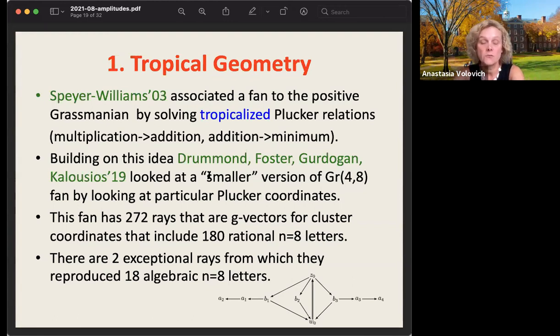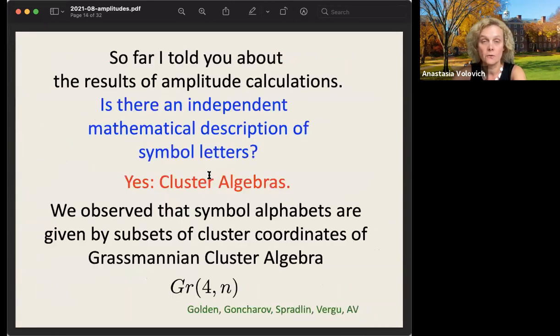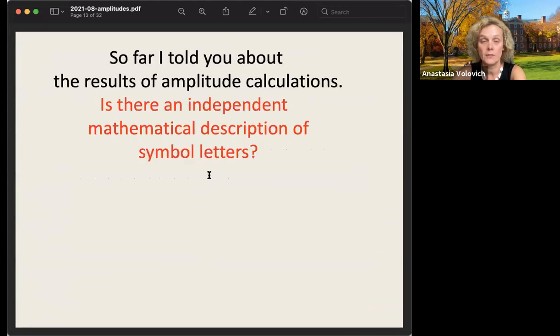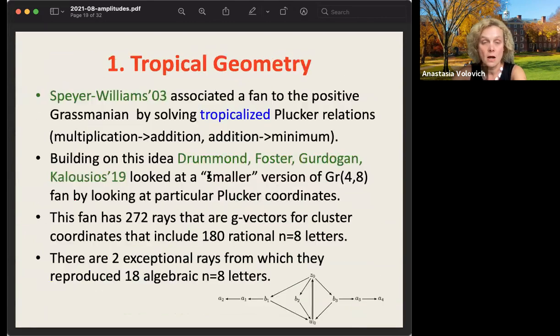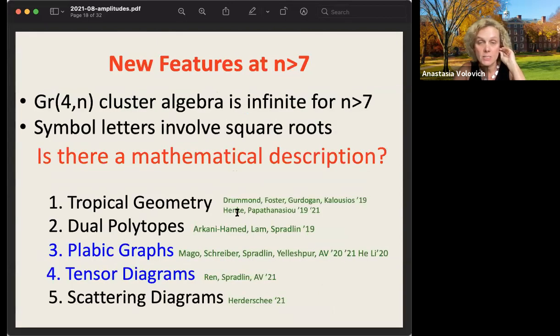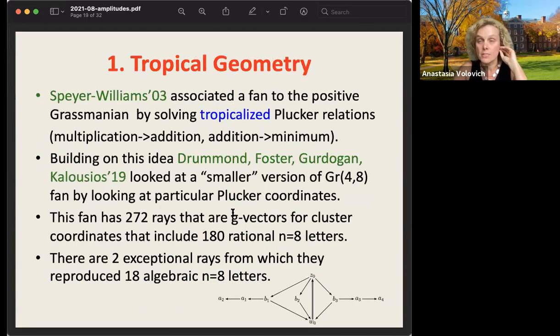Those rays are g-vectors for cluster coordinates, and those are the cluster coordinates that include all these 180 rational letters for n equals 8. So you get all of these. Then there are exceptional rays, from which they were also able to get the square roots. Actually, I should mention this is for n equals 8, and for n equals 9, this was also done by Georgios Papathanasiou and Hinke. Okay, so there's this approach.